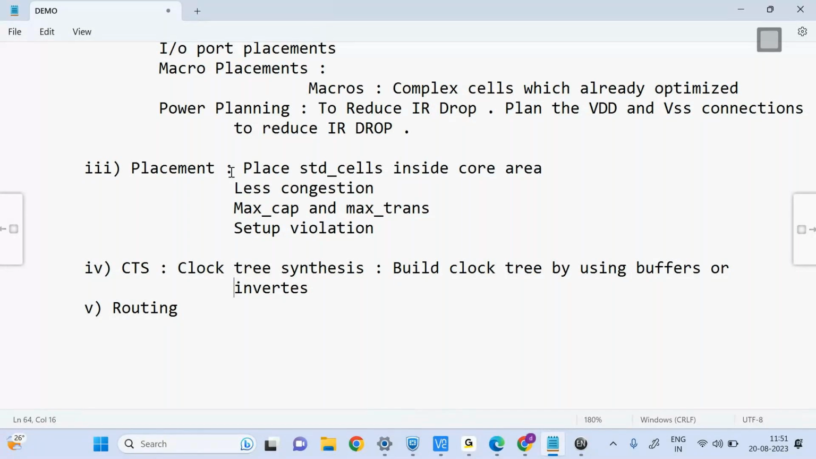See, by using the tool algorithm, we have to get the best placement. Best placement will meet all these conditions. If placement is not good, it will not meet all these conditions. So to do best placement, we have to guide the tool through many commands. We have many commands to guide the tool to give the best placement. So we will study what the different commands are.